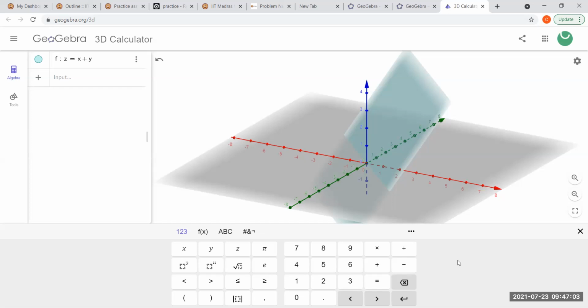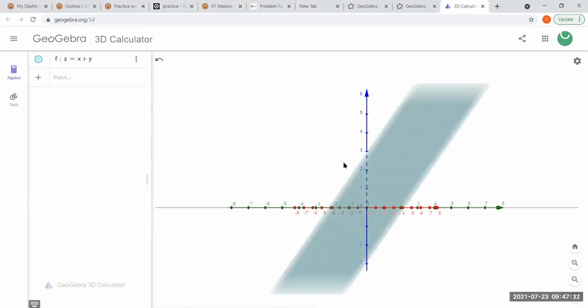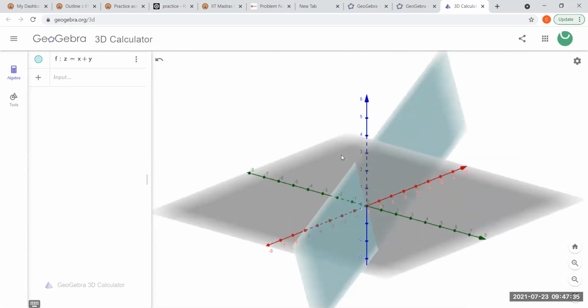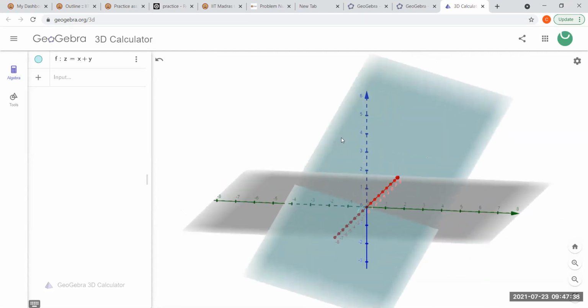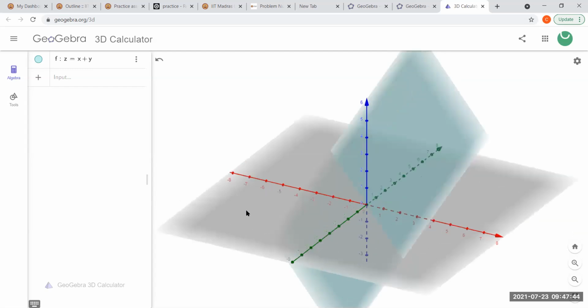Can you guys see this screen now? I have shared one screen. Now you can see that I have drawn a plane in three-dimensional space. You can see that this is a plane, and you can view it from various angles. I think this angle is better, right?